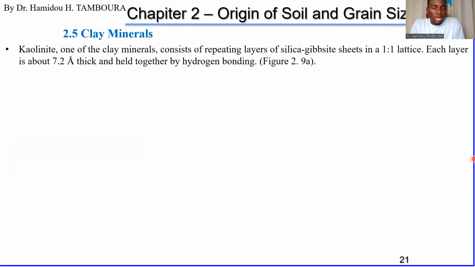This kaolinite is one of the clay minerals that consists of repeating layers of silica and gibbsite sheets in a 1 by 1 lattice. So each layer is about 7.2 angstrom.